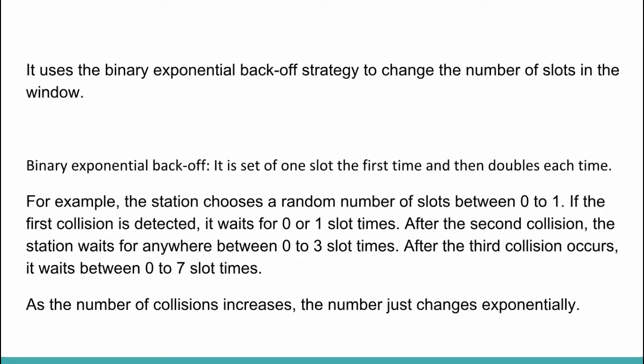The station chooses a random number of slots between 0 to 1. If the first collision is detected, it waits for 0 or 1 slot times. After the second collision occurs, the station waits for anywhere between 0 to 3 slot times. And if the third collision occurs, it waits between 0 to 7 slot times. So from the example, as the number of collisions increases, the number changes exponentially.